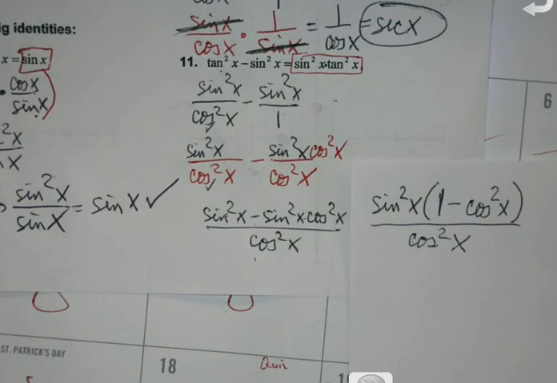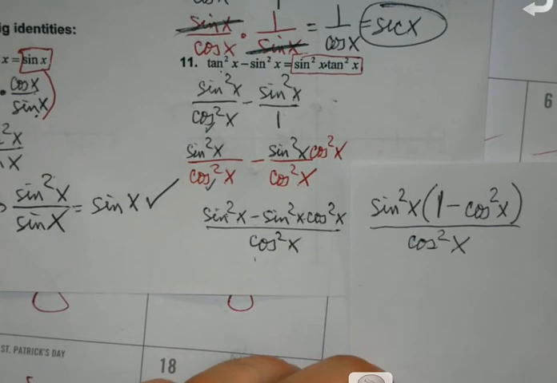Yeah. But doesn't sine squared x over cosine squared x turn into tangent? Yeah, but now where's the sine squared x going to come from? Oh, the 1 minus cosine. Right. 1 minus cosine squared is sine squared. Yeah, I said that.